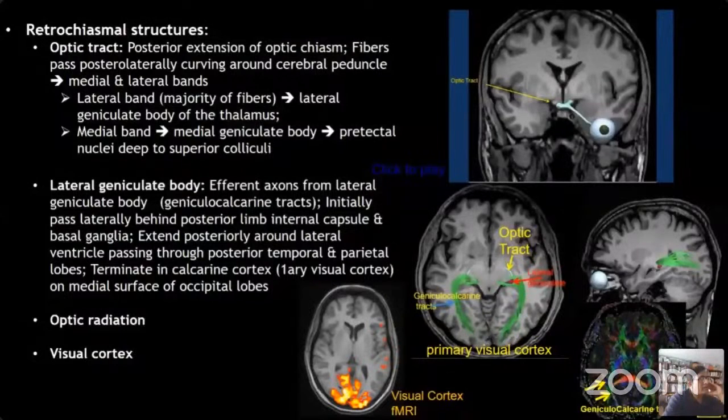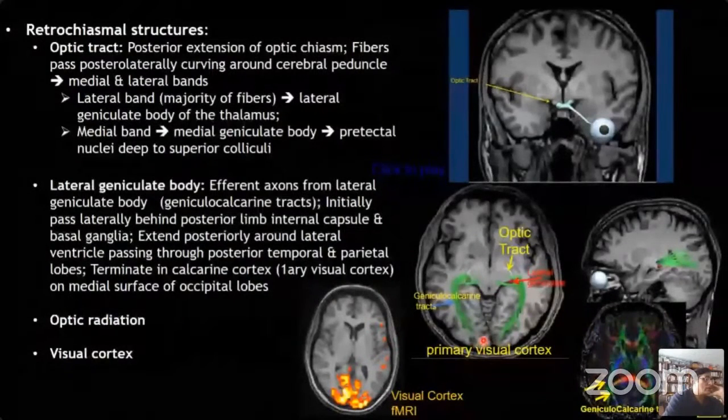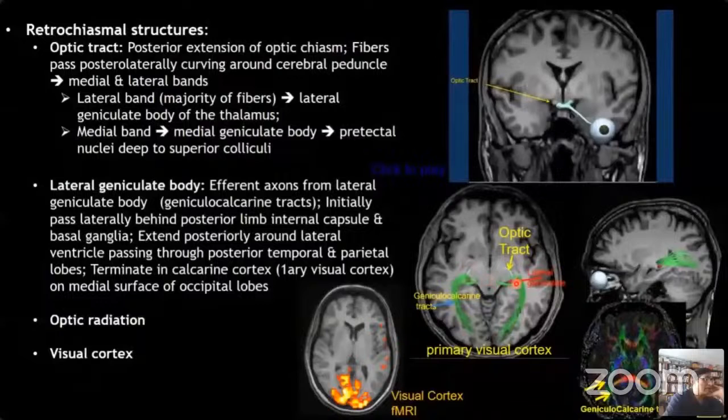So this is a functional MRI with visual cortex, where you can actually see the part of the brain with which we are performing the visual function. And that part is connected to the orbit through this optic radiation and the lateral geniculate body, which are actually the relay points, through the optic tract, through the optic chiasm, through the optic nerves. And you can analyze it much better with DTI and tractography.